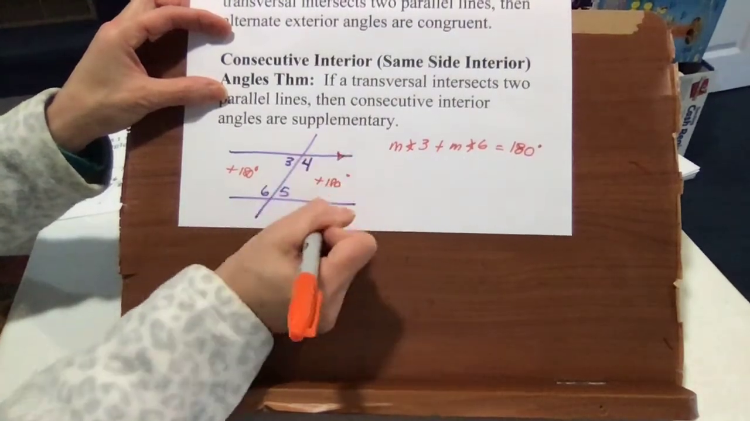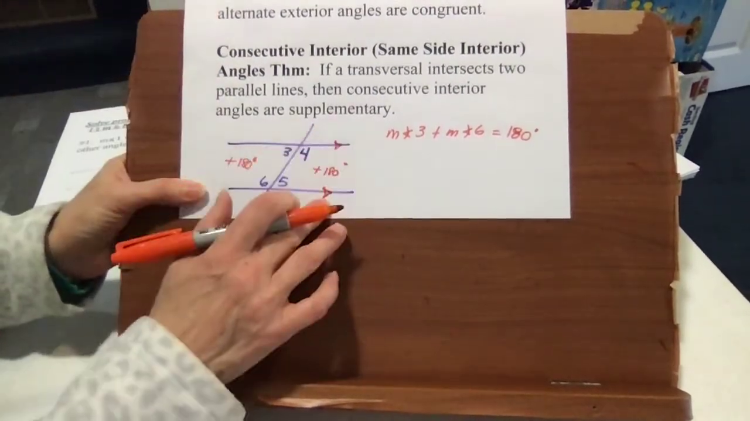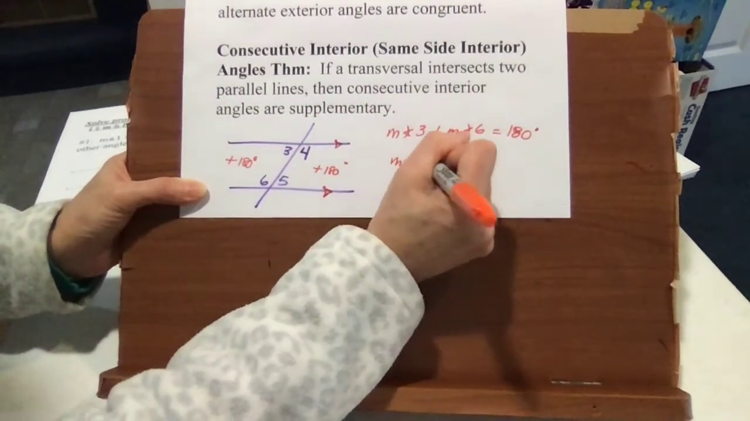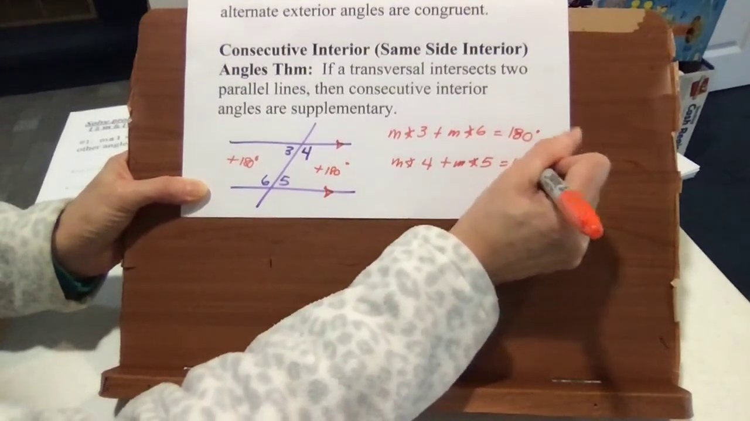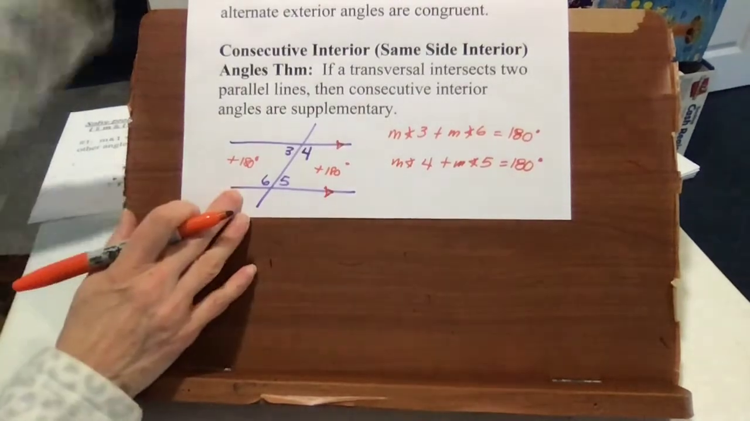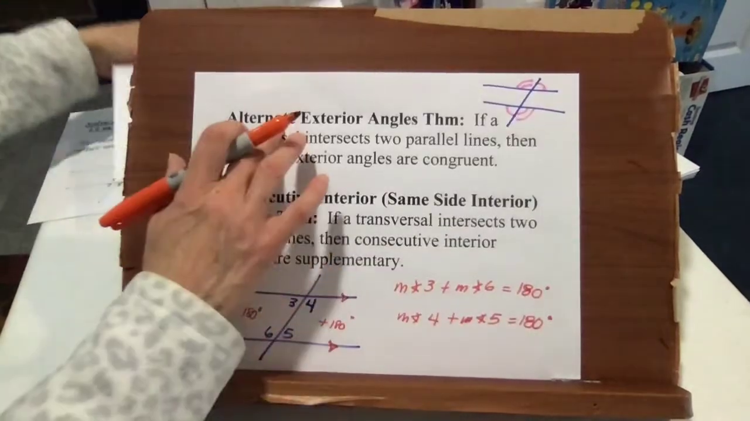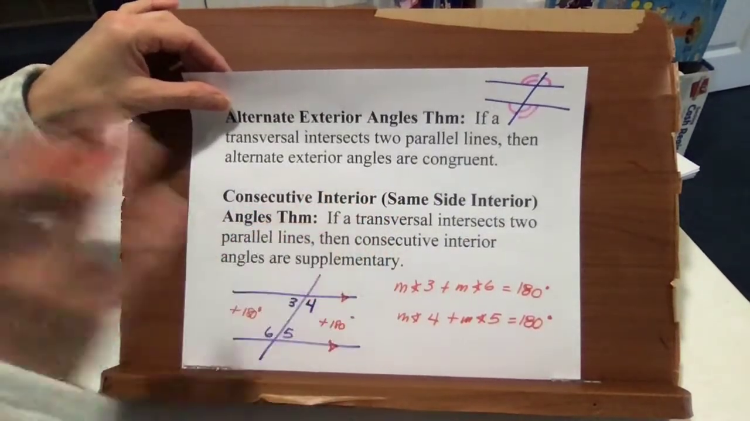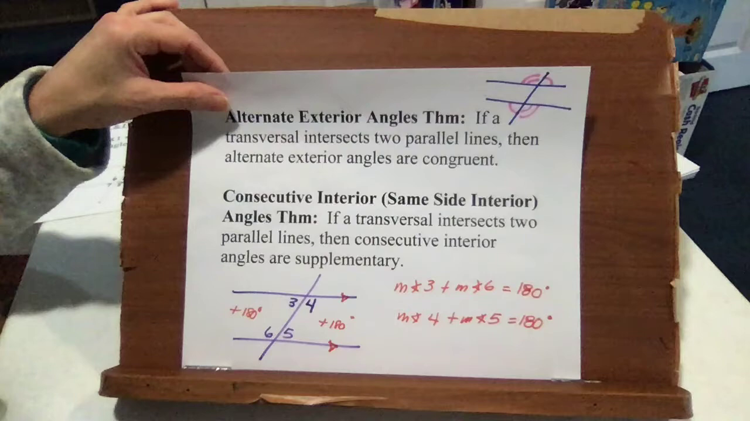So if we know these are parallel lines, and we would have to mark it as such after we're told, or it will already be marked as such, your conclusion is about the angles. We also know that the measure of angle 4 plus the measure of angle 5 is 180 degrees. That's what supplementary is. Okay, so we have names for these theorems: corresponding angles postulate, alternate interior angles theorem, alternate exterior angles theorem, and consecutive interior angles theorem. The names of these theorems are reasons or justifications in a proof.